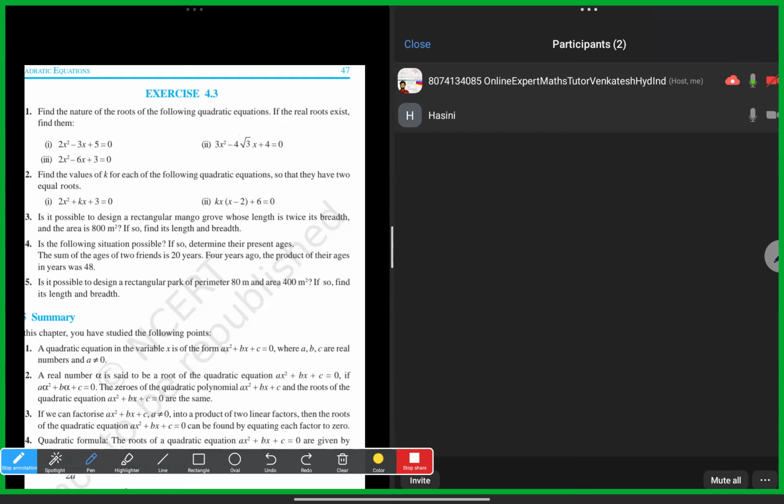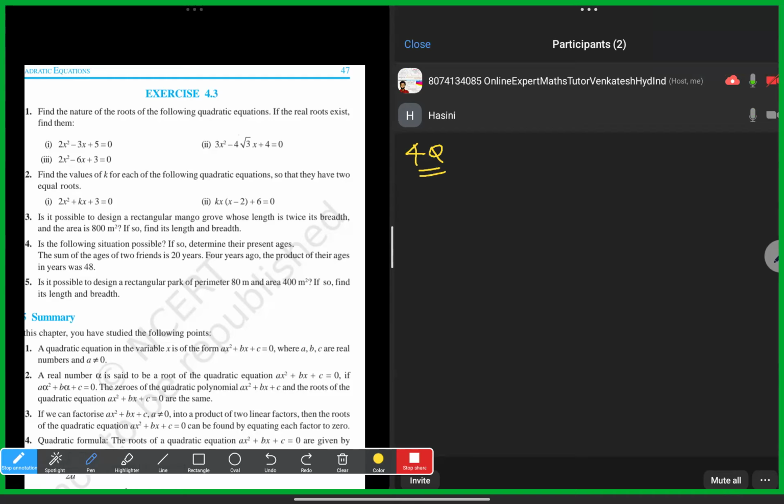Hasmi, so should I read the question? Yes, Hasmi. Is the following situation possible? If so, determine the present ages. The sum of the ages of two friends is 20 years. 4 years ago, the product of their ages in years was 48. Yes.